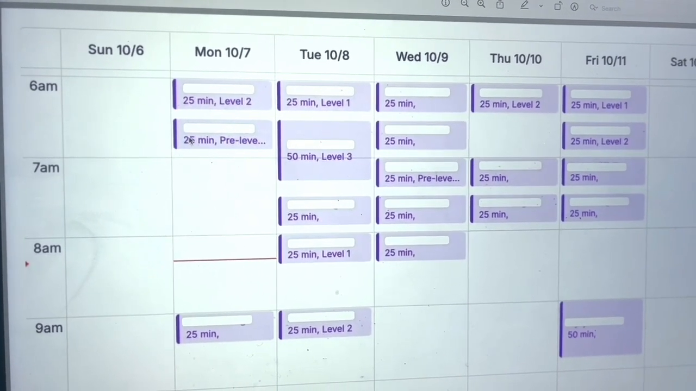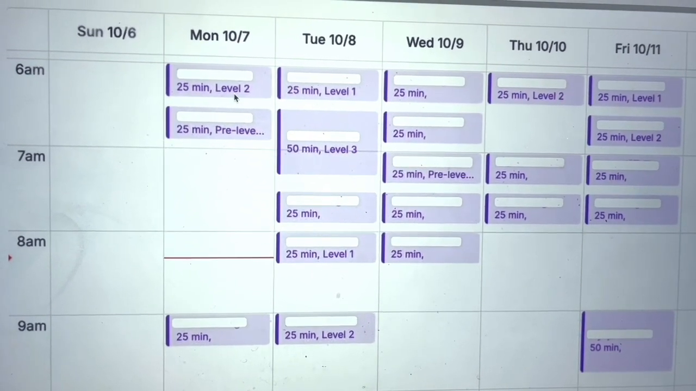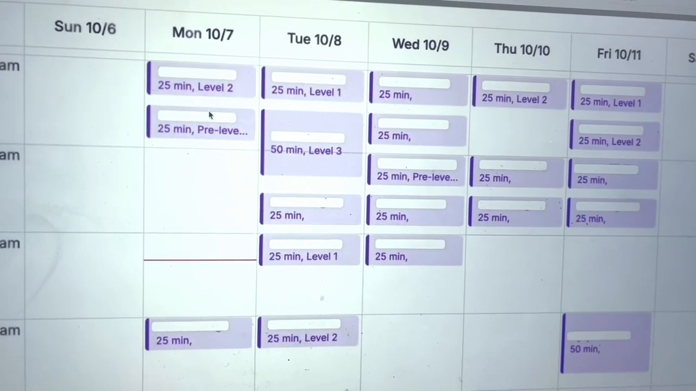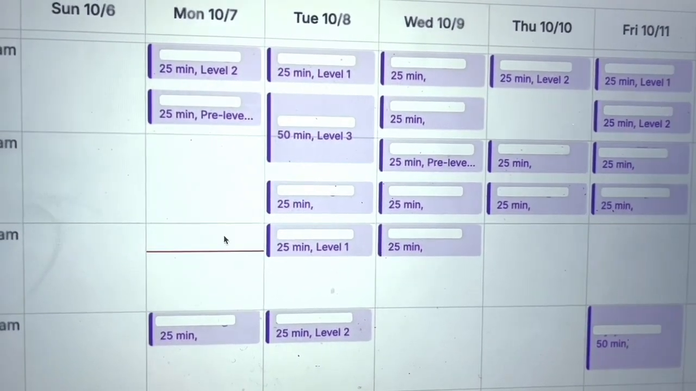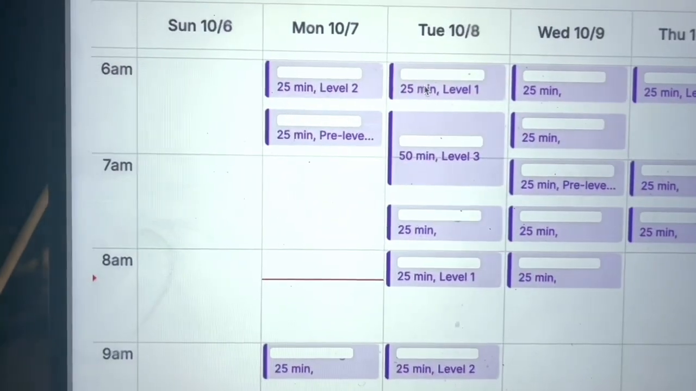I had my 2 25-minute classes. It'll show the name of my student, and then you can tell the level right here, and then the duration of the class. So clearly I have just covered up who my students are for privacy's sake, of course. And then when we work our way into Tuesday, you can tell that I have 1 class in the morning. I'll start at 6 a.m.